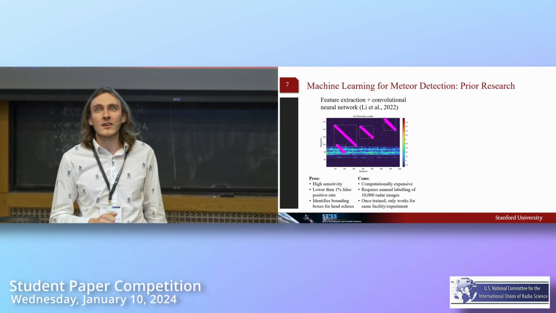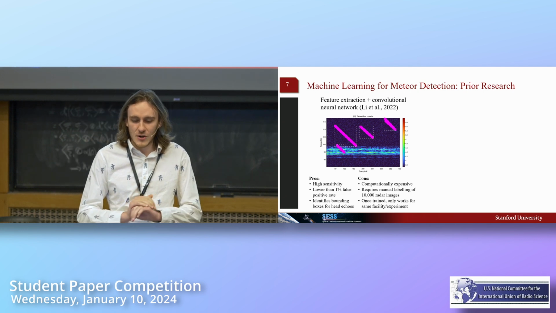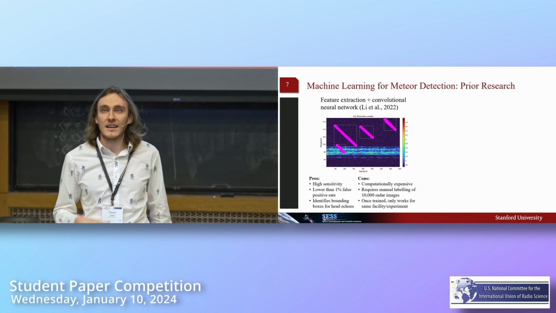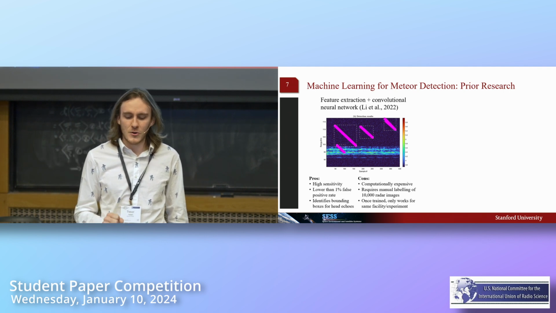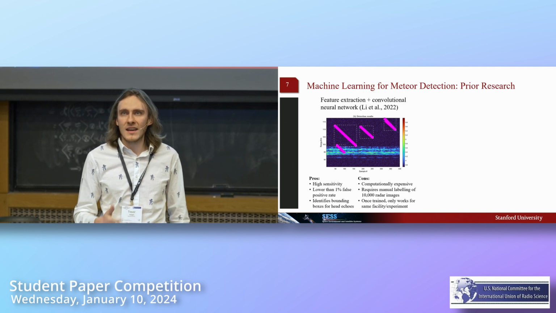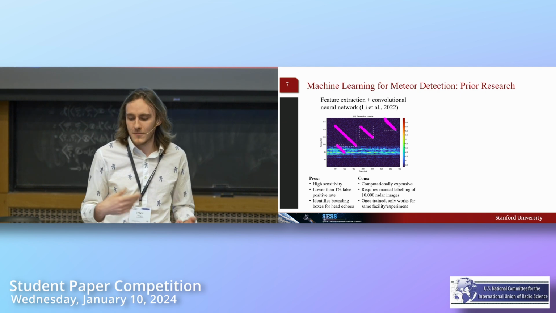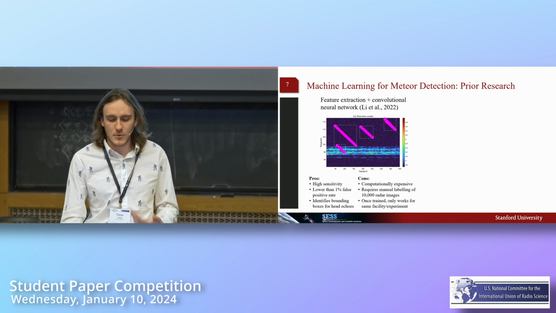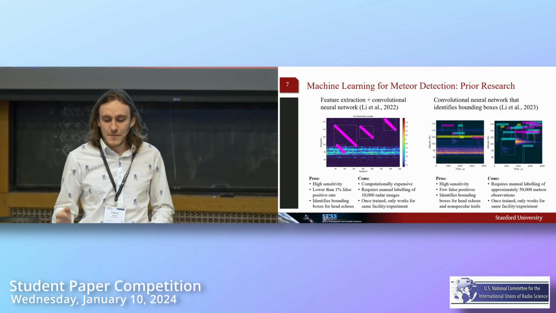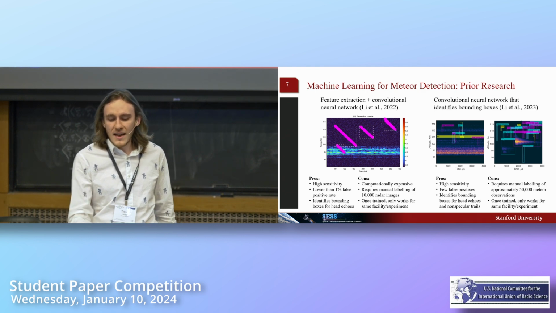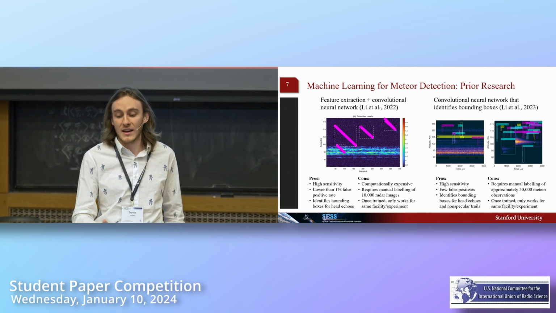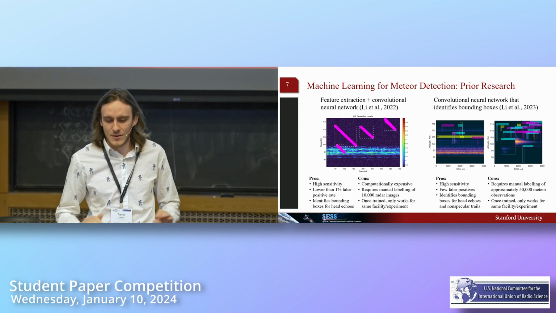Upsides to this is you get very good sensitivity and precision, so generally a good method. It identifies bounding boxes for the head echoes, but it is computationally expensive and also requires manual labeling of many radar images. And once the method is trained, it only works at the same facility that you've trained it at and same experiment parameters. Then in 2023, he published a similar method, with very similar pros and cons, but many, many manual labels of head echoes are necessary to train the neural network. This would take weeks or months, and we want to avoid that.